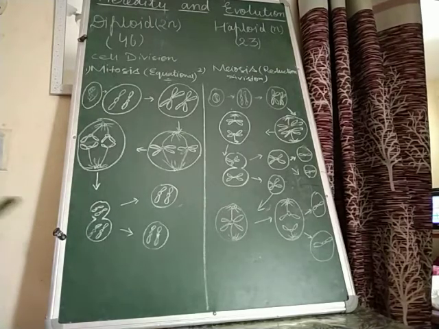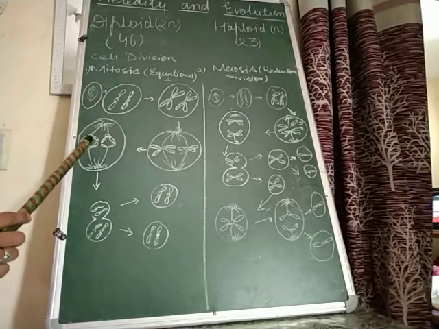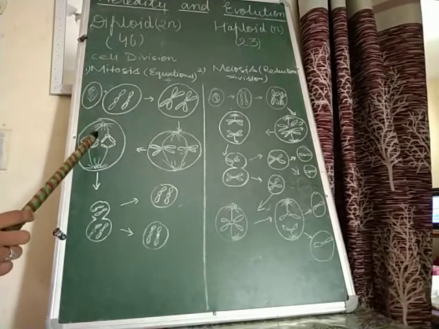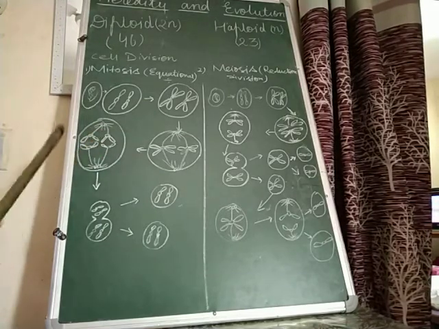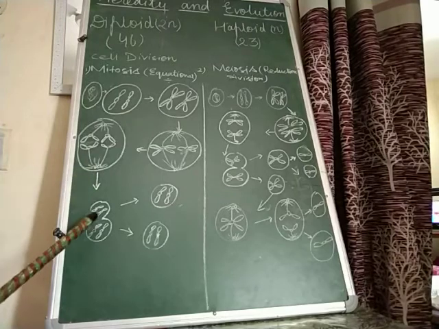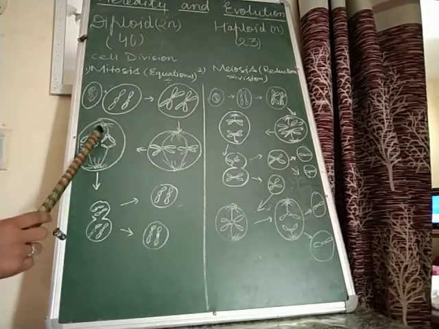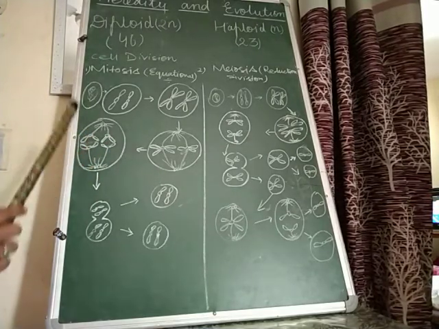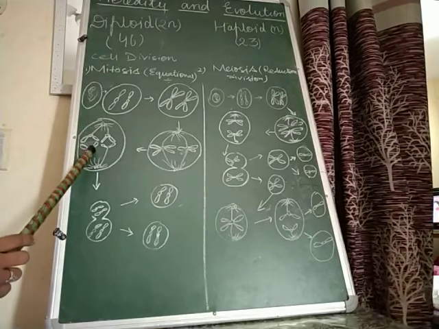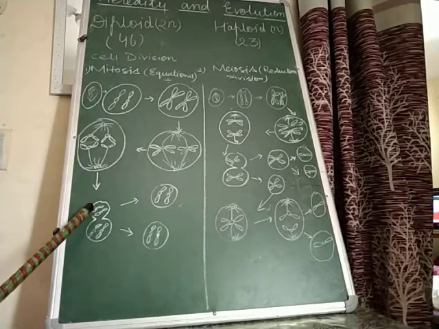After this, the division of the genetic material is known as karyokinesis. Here the division of genetic material is going on, so it is called karyokinesis, which means the genetic material is divided. This karyokinesis is followed by cytokinesis, in which the division of the cytoplasm takes place.